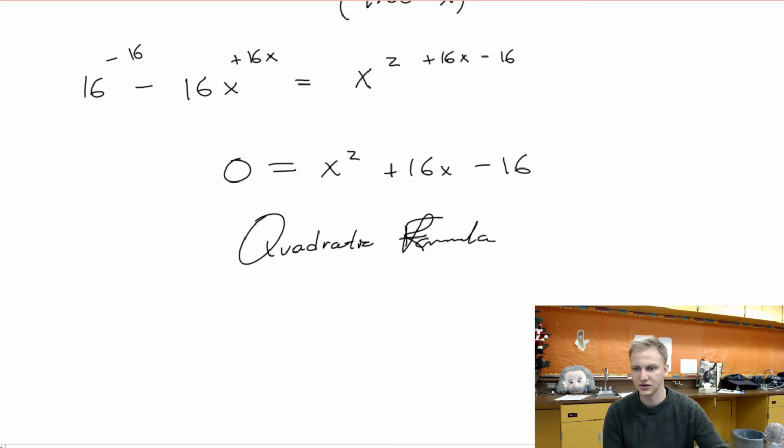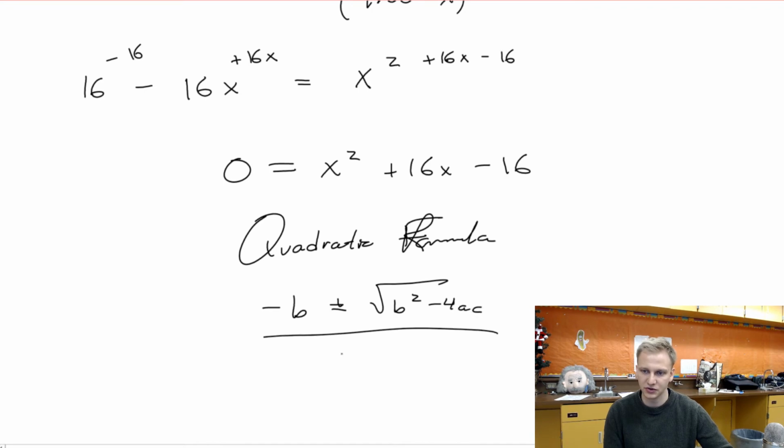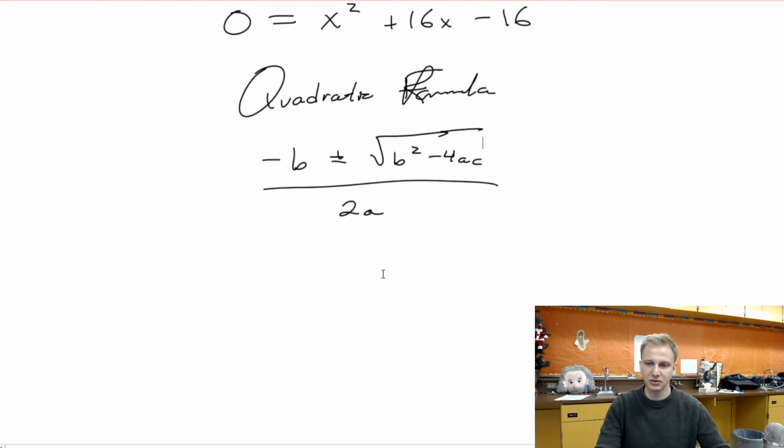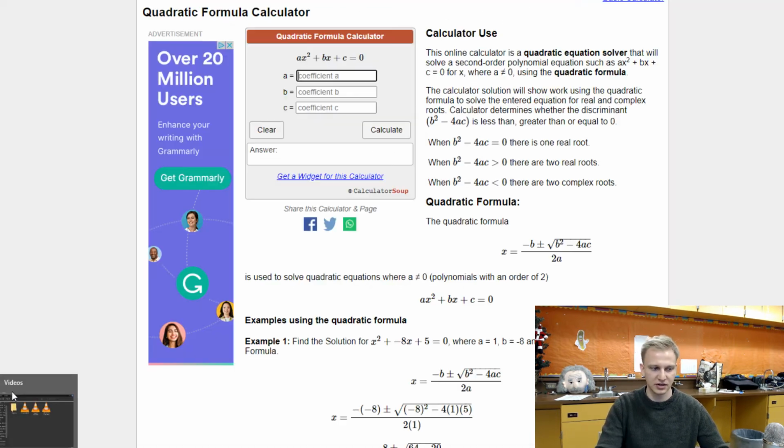It was very sloppy. And the quadratic formula is negative b plus or minus the square root of b squared minus 4ac, all over 2a. If you wanted to plug this in and chunk it into your calculator, you absolutely could. But instead, what I use is a website known as Calculator Soup. I'll throw that up on the screen here. So this is what Calculator Soup looks like.